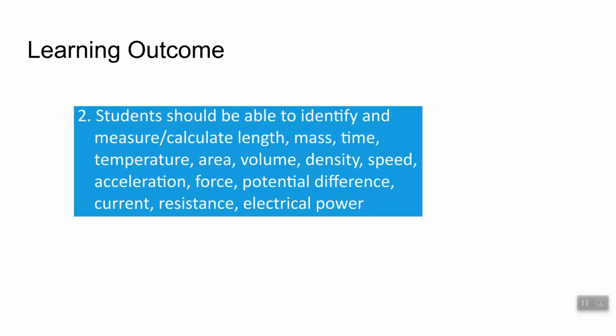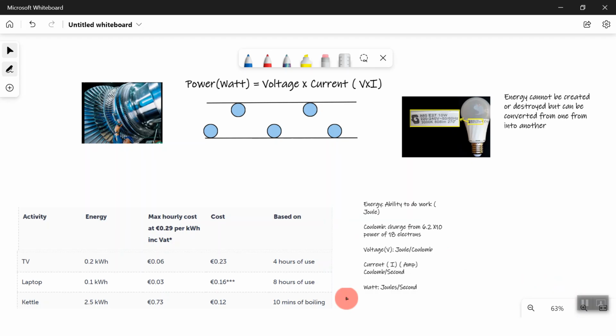So in this lesson, by the end of the lesson, students should be able to identify and measure electrical power. So we're going to focus on this final piece, which is electrical power. Let's spend a little bit of time focusing on exactly what this is. Power is measured in watts, and essentially watts are voltage multiplied by current.